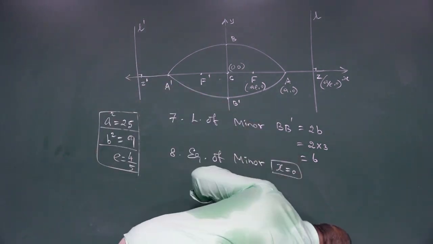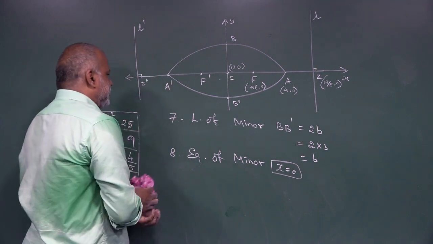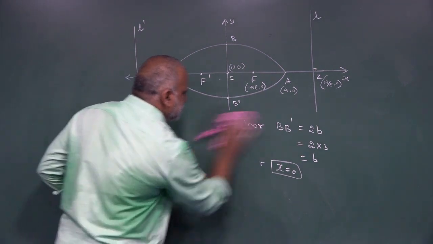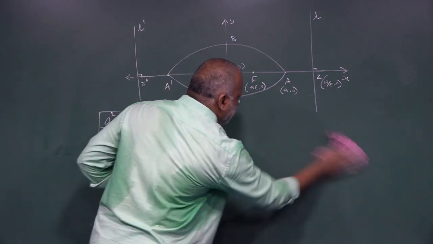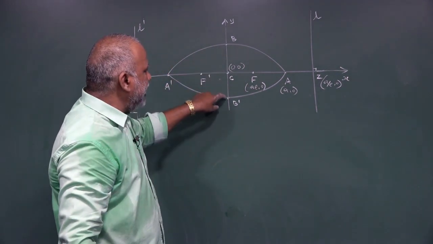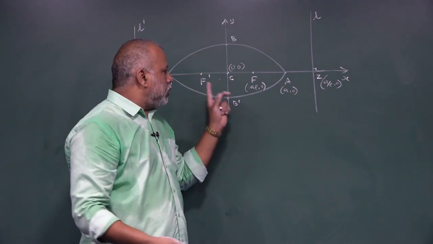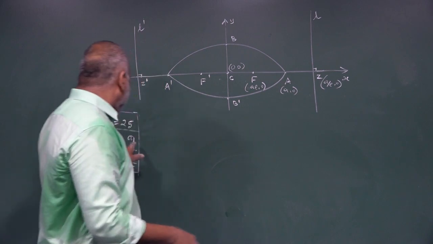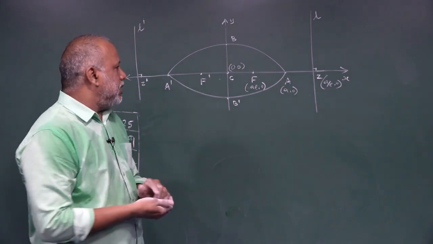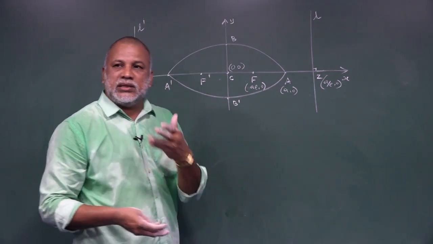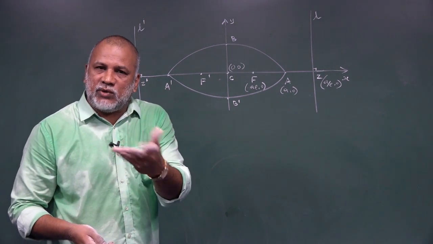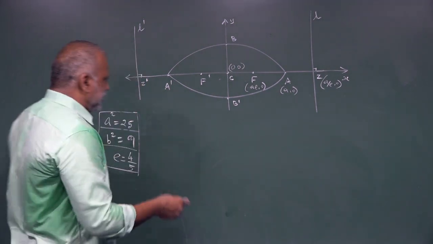We are able to work out the 9th result. So length of the minor must be B B dash equal to 2B, 2 times B. B is already worked out as 3. 2 times 3 is 6. So the equation of minor is nothing but the y-axis. Equation of y-axis is x equal to 0.